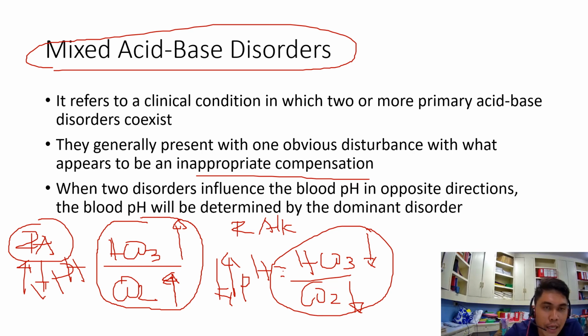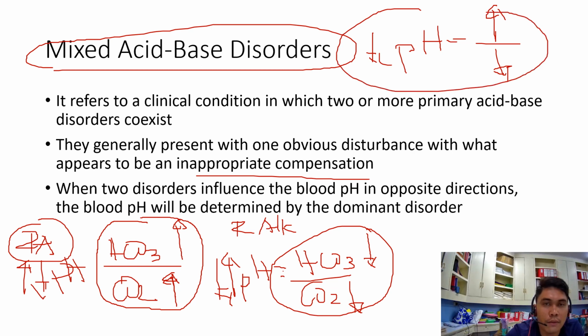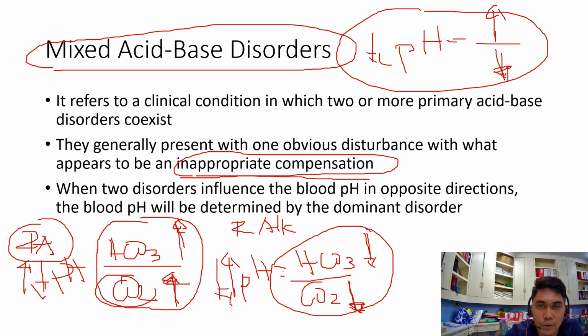Now, for example, if the pH is decreased, the bicarbonate is increased, and the CO2 is decreased, this is an example of a mixed acid-base disorder. You have inappropriate compensation, because for appropriate compensation, if the cause is a decrease in CO2, the compensation should be a decrease in bicarbonate. If the cause is an increase in CO2, the compensation is an increase in bicarbonate. For this one, you have decreased CO2 and increased bicarbonate, so this is inappropriate compensation.